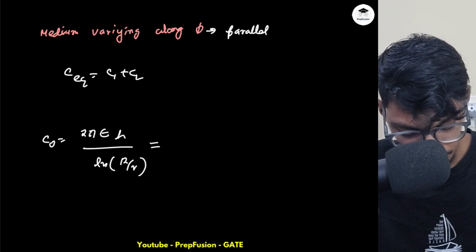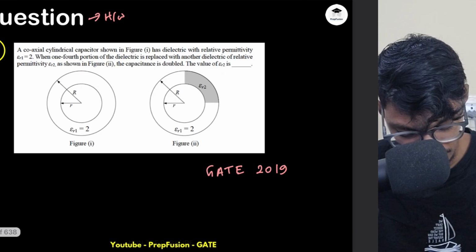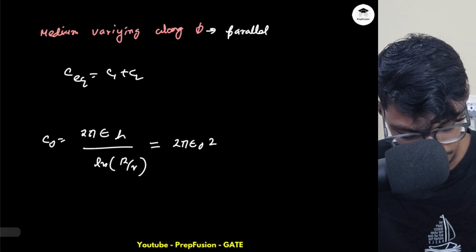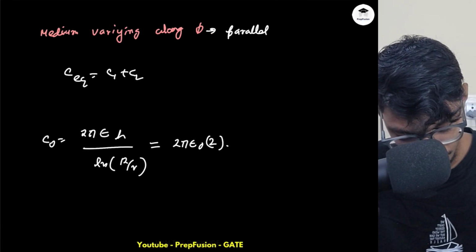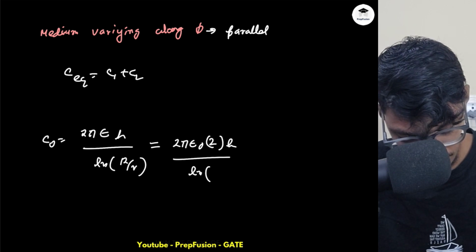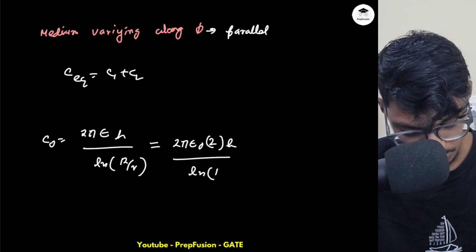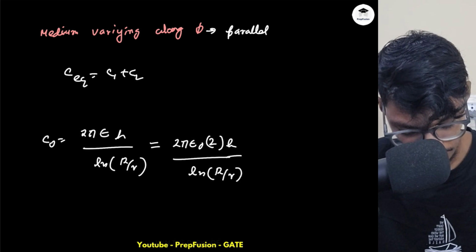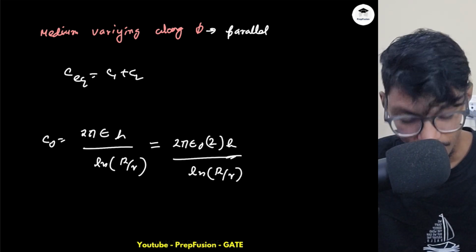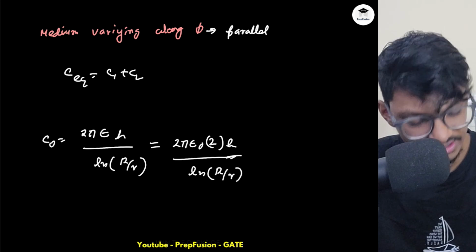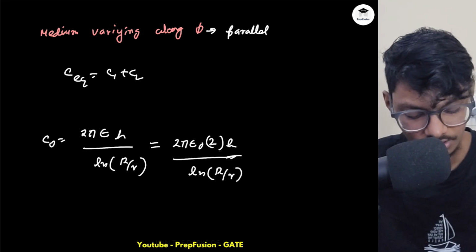What is this equal to? This is 2 pi epsilon naught, and what is epsilon r? Epsilon r is 2. Epsilon r is 2 into H divided by ln capital R by small r. Okay, so now we know this. This is my C naught. I will keep this for now.